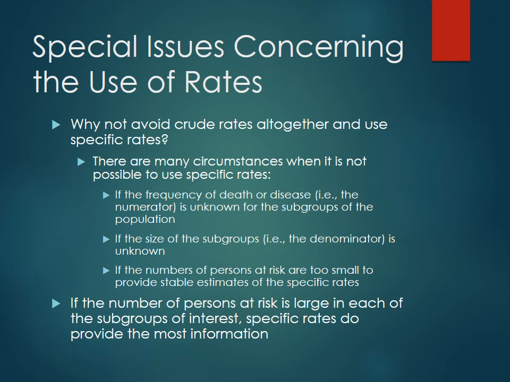So if the number of persons at risk is large in each of the subgroups of interest, then specific rates probably do provide the most information. If you have large raw numbers to work with in those specific groups, then that's probably going to be one of your better bets to look at.